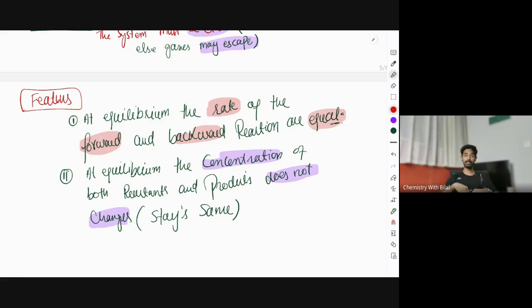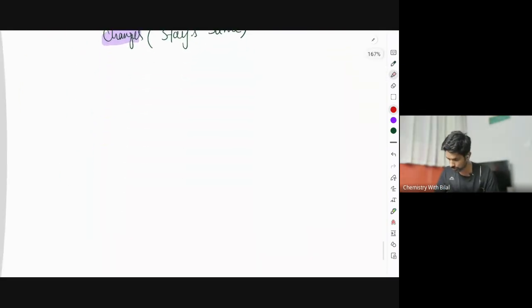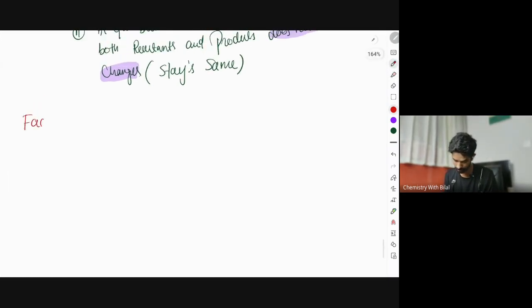But yes, we can change the conditions to change the position of equilibrium. And what are those conditions? So, factors. Now, since we have already understood the whole idea of equilibrium, the condition and the features, let's now investigate the factors that can affect the position of equilibrium. For example, temperature, pressure, and concentration. These are the three factors.